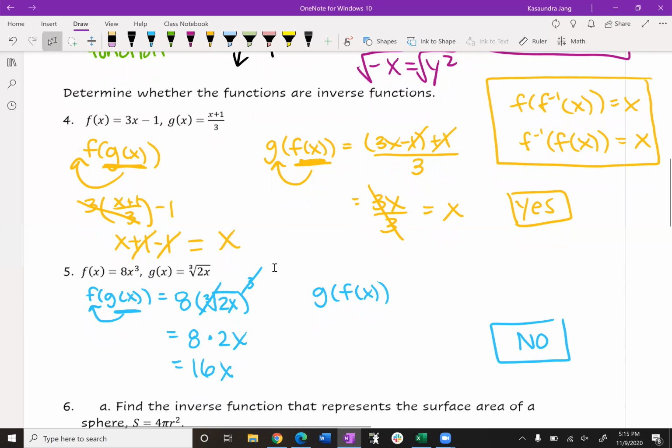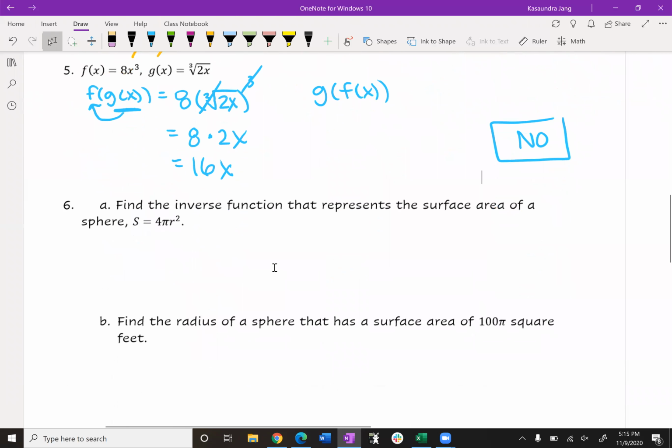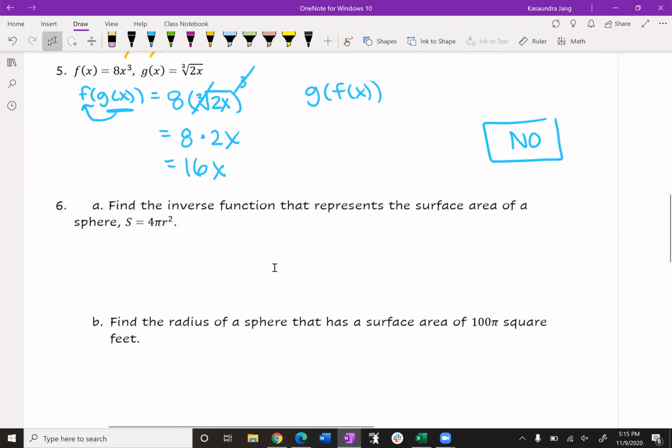And next up, we are going to look at this word problem here. Find the inverse function that represents the surface area of a sphere. And here's the surface area equation. To do the inverse of this, we are going to swap, not x and y, but the r and the s. So we swapped your input and output. They're not an x and a y, but that's okay. We swapped, and then we're going to solve for the s this time.